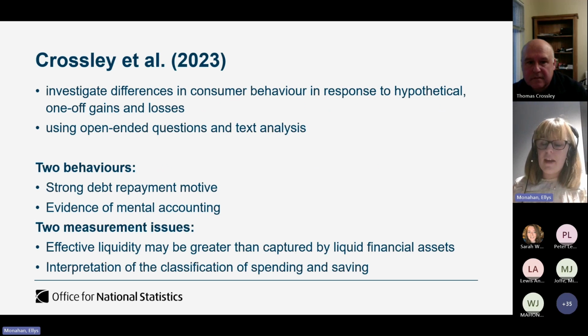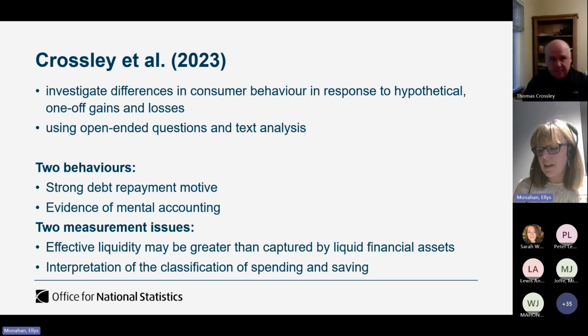So to recap on the method, the approach taken involves posing questions designed to elicit MPCs. This includes asking individuals how they would adjust their spending, so whether they would at all, and if so, by how much, after receiving an unexpected gain, or if they found themselves unexpectedly worse off.